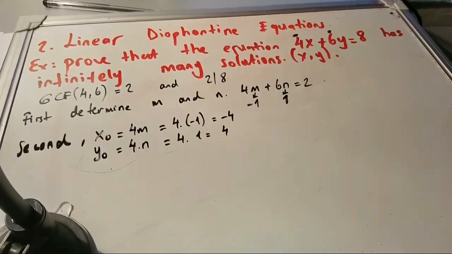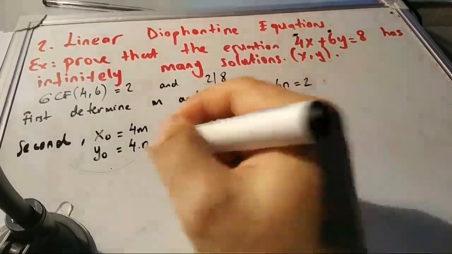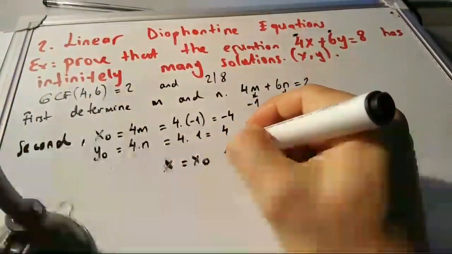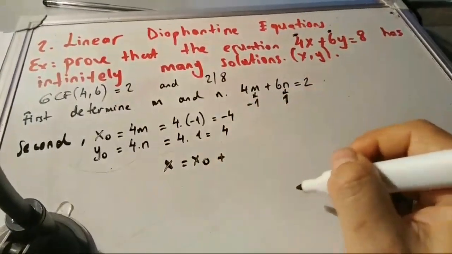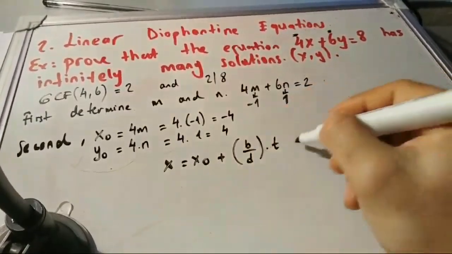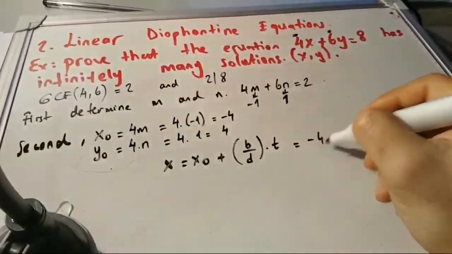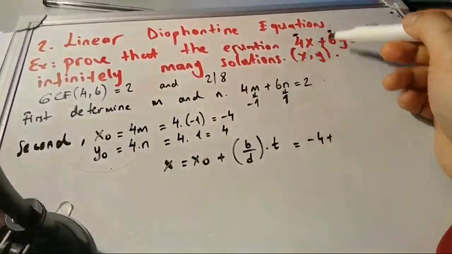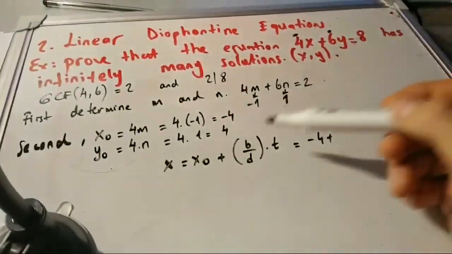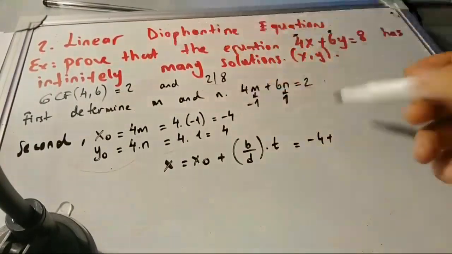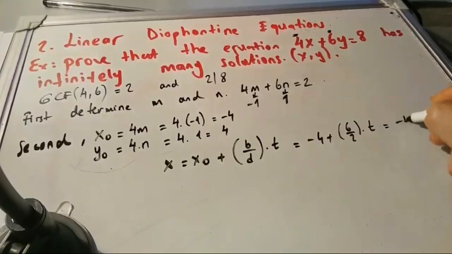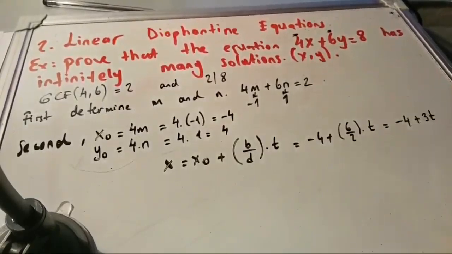And after that, to find x and y, x is equal to x0, remember, plus b over d times t. x0 is -4, plus b is 6 and d is the greatest common factor 2. So 6 over 2 times t, which means -4 plus 3t.